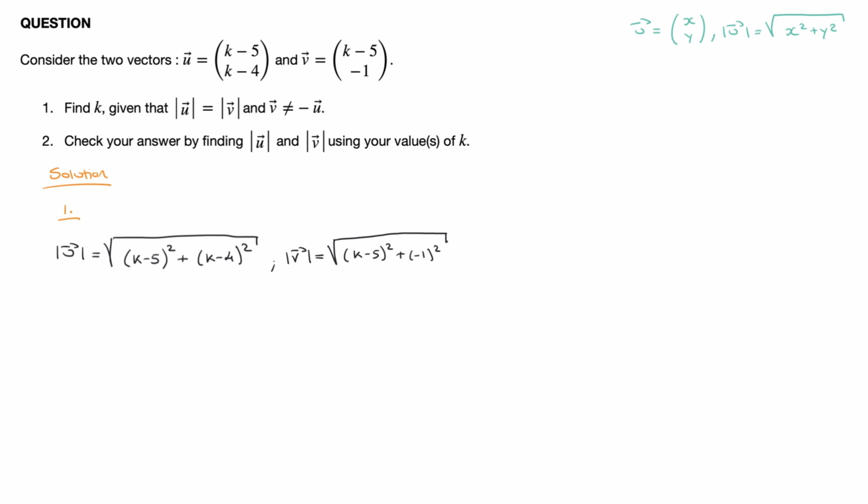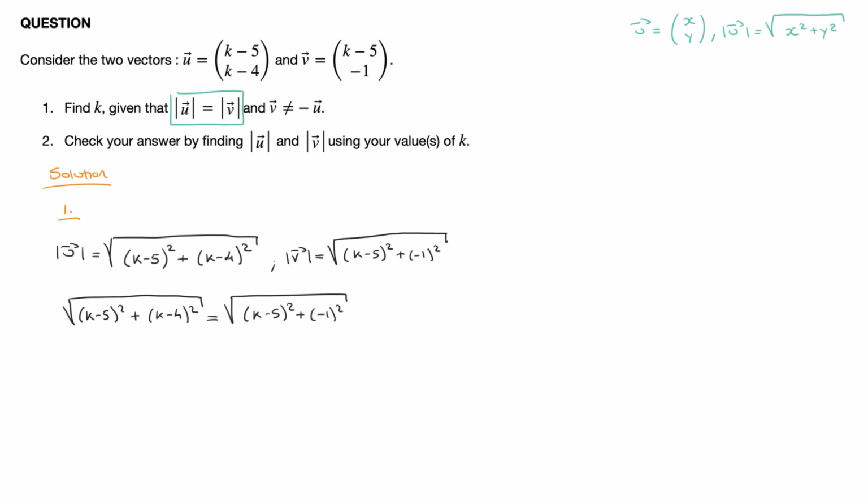Now remember, we are told that these two magnitudes are equal. So that tells us that we can equate this square root to the one we have here. And so if I do that, that's the square root of k minus 5 squared plus k minus 4 squared, again under a square root, and that's equal to the square root of the expression we have here, which was k minus 5 squared plus negative 1 squared.